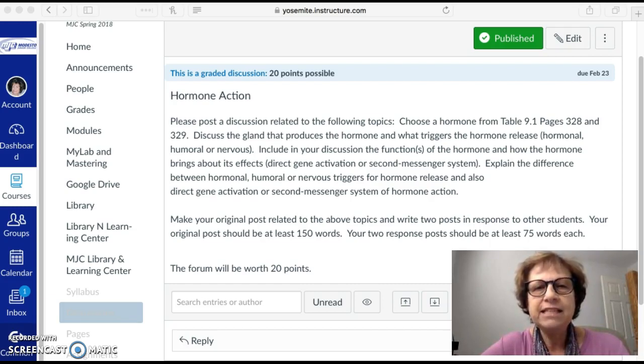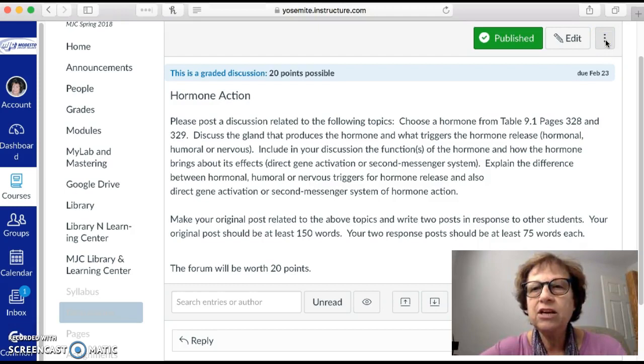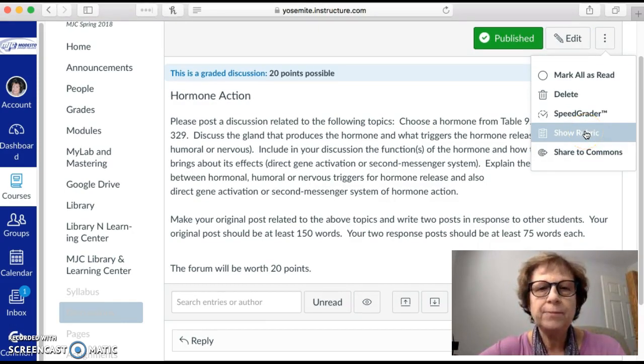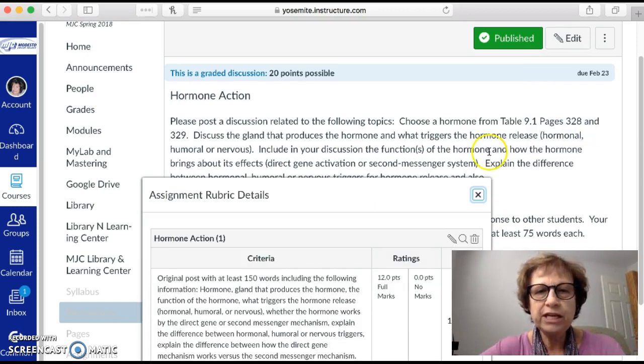If you look at the different details that you need on your discussion, you need to go to the rubric, which I have on the screen. Well, actually, I have the assignment directions on the screen. If you go up to the 3 dots in the corner and click on that, you should get Show Rubric. And then the rubric comes up and it will show you what's required in this assignment.